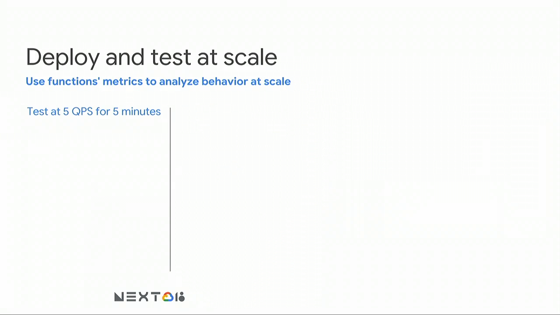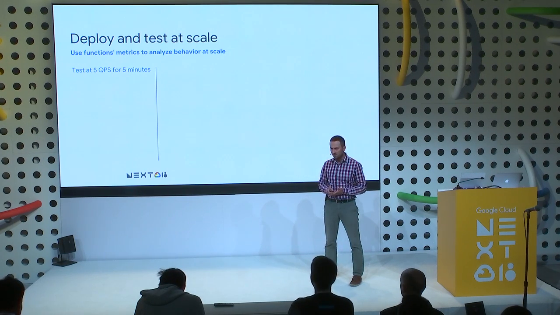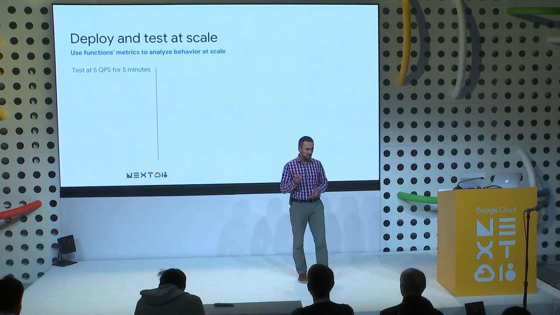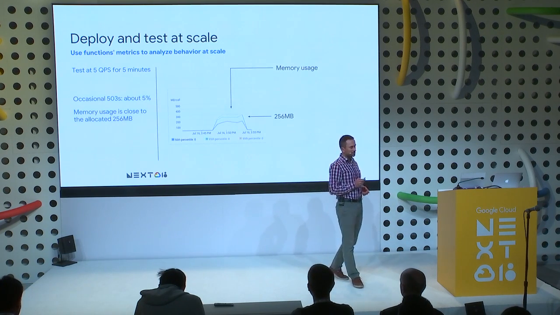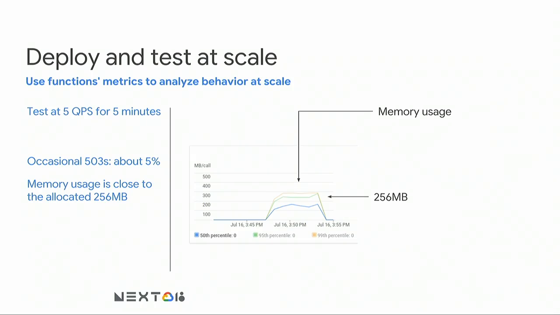And so the first thing that we do is we deploy our function and test it at scale. In our case, the scale will be just 5 QPS for 5 minutes. But I think that's enough for testing. When we start that, we soon realize that we have quite a lot of errors. It's about 5%. And when we look at the plot of memory usage, we see that the memory actually goes quite high. It reaches the limit of 256 megabytes that we allocated to the function.